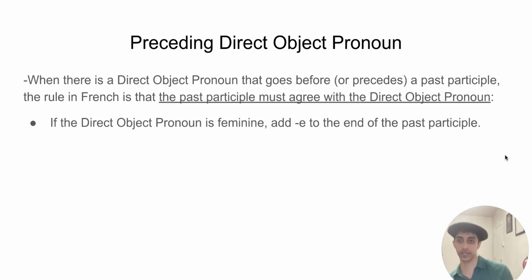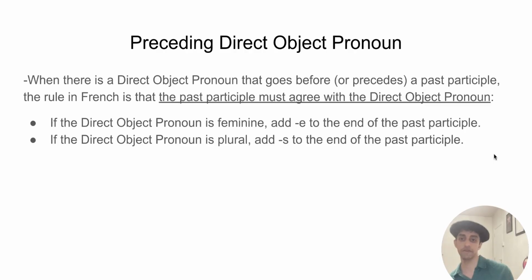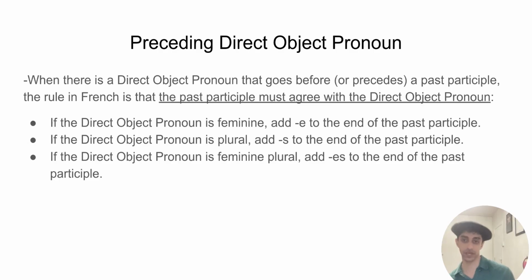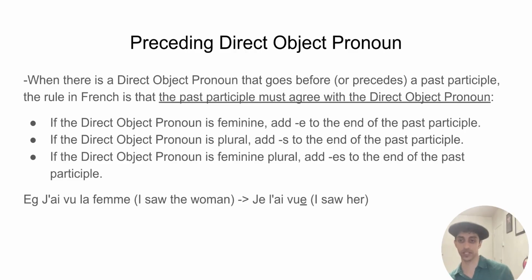So I will give some examples of this. If the direct object pronoun, which comes in front of the past participle or precedes the past participle, is feminine, you must add e to the end of the past participle. If the direct object pronoun is plural, you must add an s to the end of the past participle. And if the direct object pronoun is both feminine and plural, you have to add es to the end of the past participle. Here are some examples.